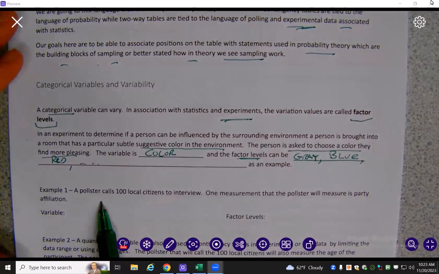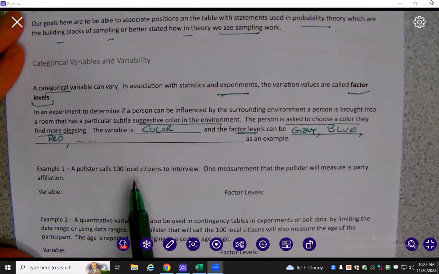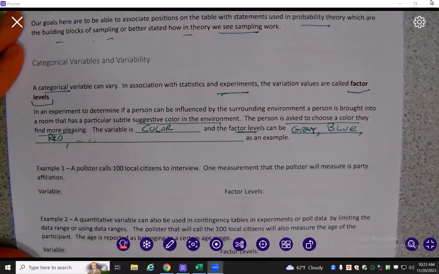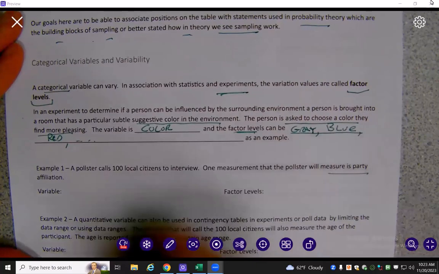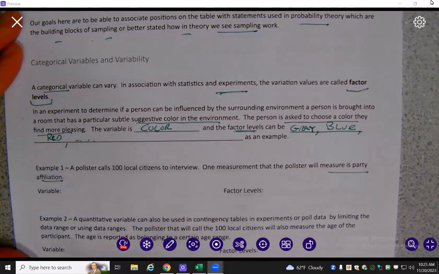Let's look at a second example here. A pollster can call 100 local citizens to interview. One measurement that the pollster will measure is party affiliation. Notice in this case, what is the variable being measured here?